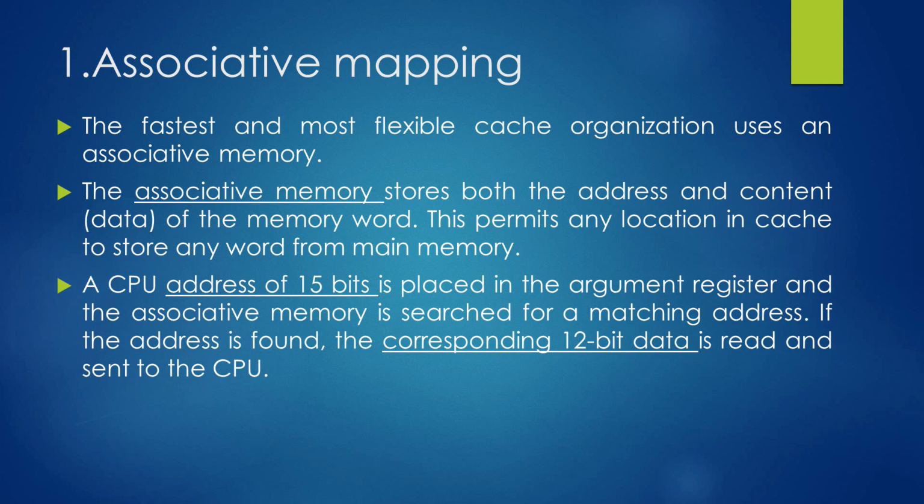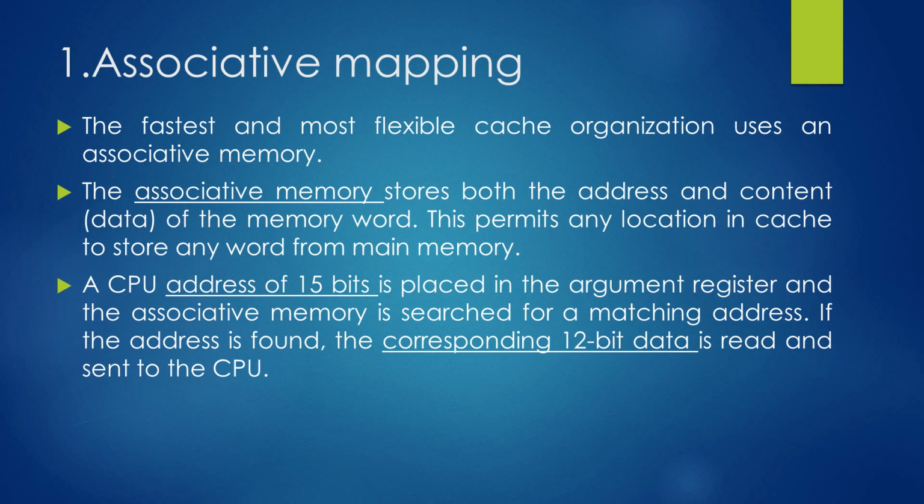Now if you remember, we had one argument register in CAM. The same argument register is used here also in order to search or refer to something. Whenever the CPU wants to refer to or search a particular data, it generates a 15-bit long address to refer to it, and it places the same in the argument register. After this, the content of the argument register is matched with the matching address. If found, the corresponding data is read and sent to the CPU.